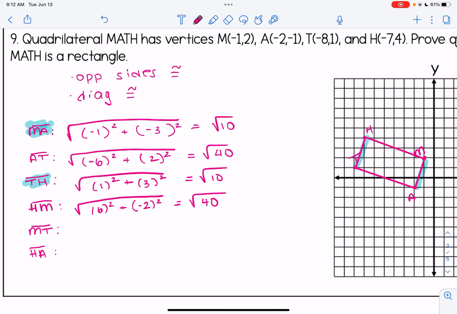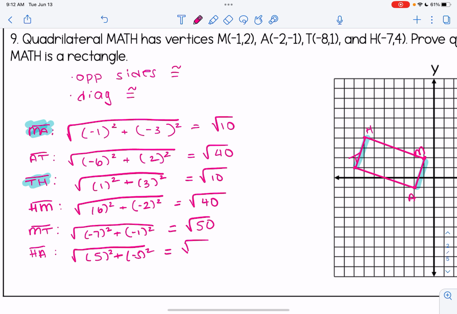All right, now we need the diagonals to be congruent as well. So let's make sure those diagonals are congruent to one another. When I subtract the x's, I get -7. When I subtract the y's, I get -1. That gives me radical 50. To get these numbers, by the way, I am just doing the math, not including the radical. I'm doing everything inside, -7 squared plus -1 squared. All right, and for HA, our last one, finally, I know it's a lot of distance formula here. When I subtract the x's, I'm going to get 5. And when I subtract the y's, I also get 5 or -5, depending which way you're looking at this. And that will give me radical 50.